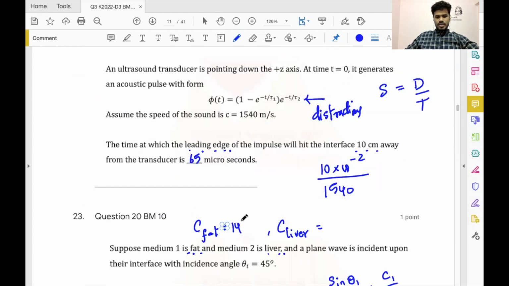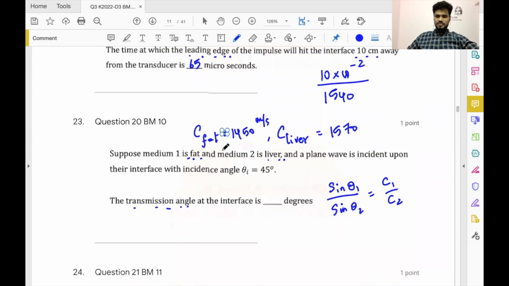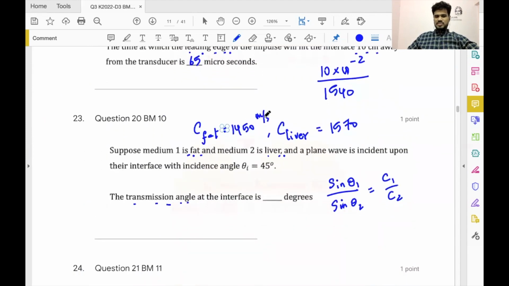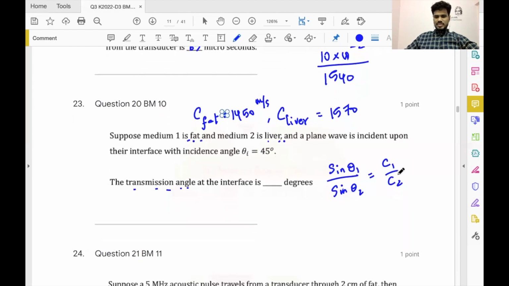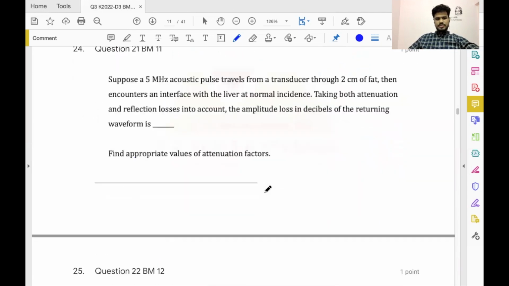This is 1450, right? And 1570 meters per second. So the first one is C1, the second is C2. You can get the angle to be, I suppose, what do we get here? 49.9, roughly 50 degrees. If they ask you for one decimal, 49.9 is the answer.